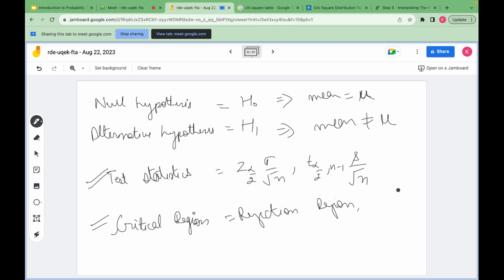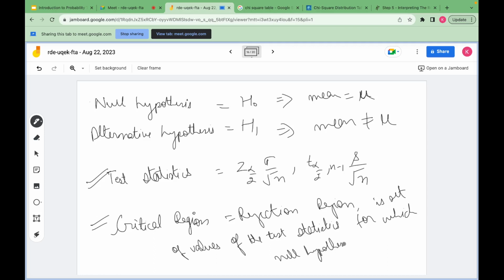Okay, sorry, I said it incorrectly. The critical region, also called the rejection region, is the set of values of the test statistics for which the null hypothesis is to be rejected.